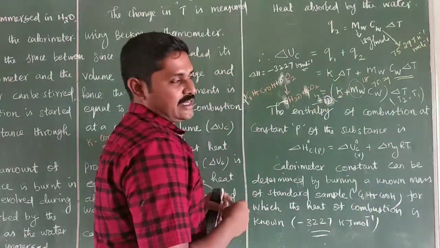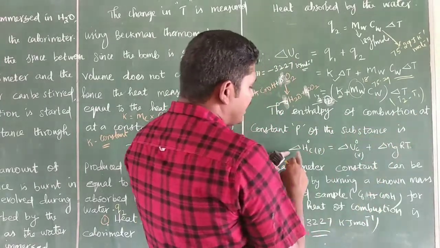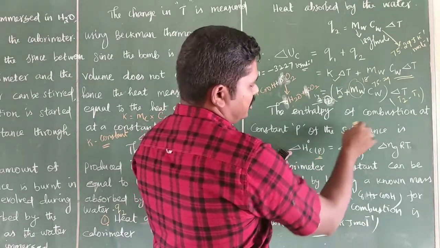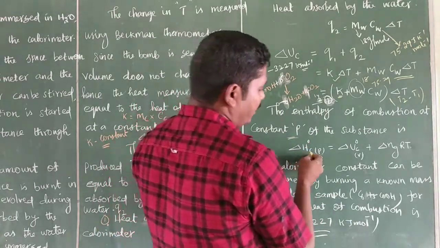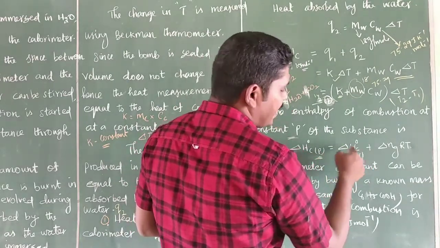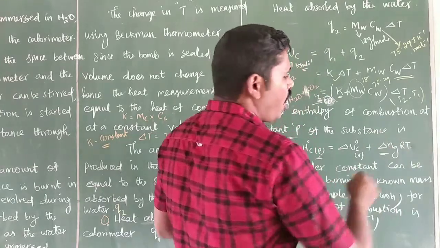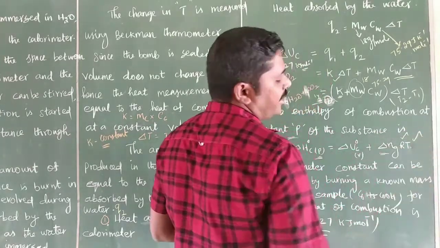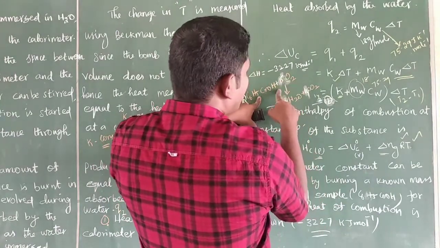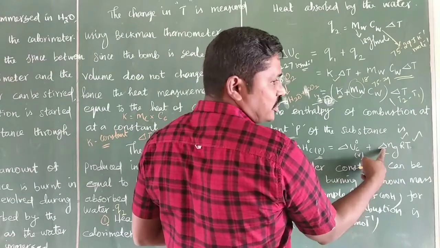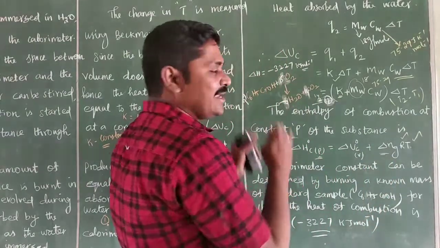The calorimeter process. So the enthalpy of combustion at constant pressure of the substance is delta H naught. At constant pressure, the standard enthalpy change is equal to delta U naught, the standard internal energy change, plus delta n_g into RT. R is the gas constant and T is the temperature. So delta n_g is the total number of moles of gaseous products minus the total number of moles of gaseous reactants.